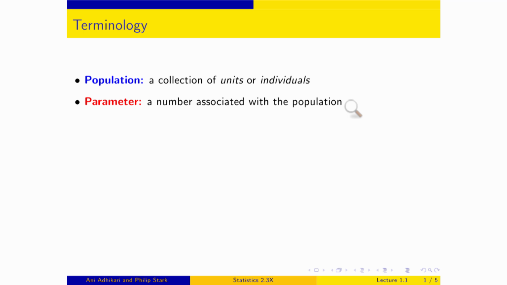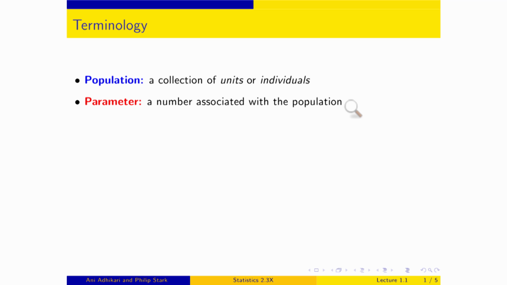Okay, so how do I go about finding it? Well, I go to every household and I say, what was your annual income? And then I go and do an average of a very long list of numbers. But I can't do that. I don't have the time, and especially I don't have the money. So what do I do?